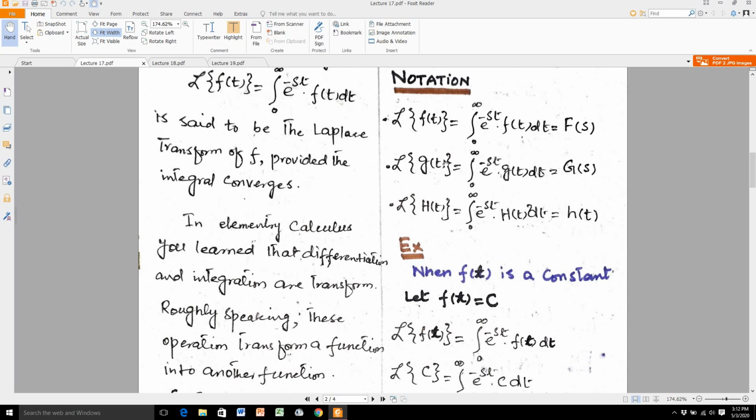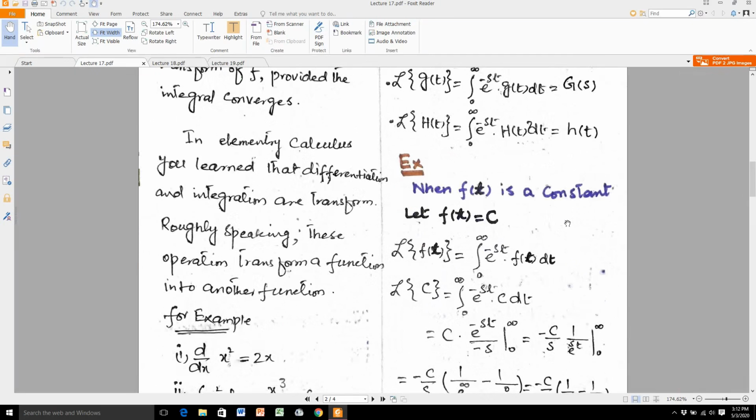Similarly, when we take the Laplace of g of t, it transforms small g of t into capital G of s. And similarly, the Laplace of capital H of t, when you take the Laplace of this, converts into a small h of t. So these are examples of linear transformation: how to change a function into another form.